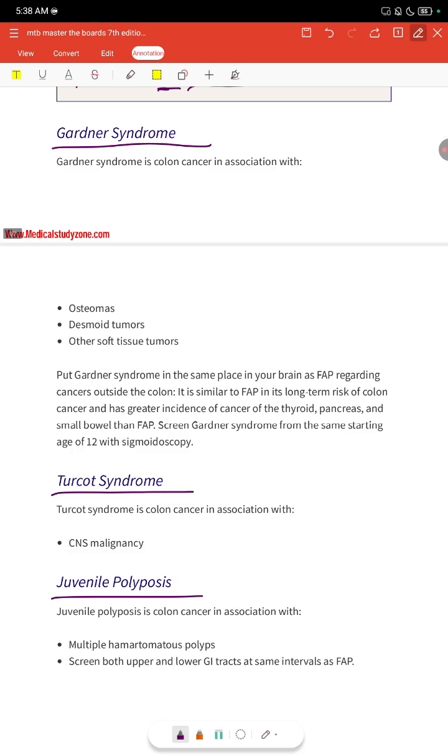Gardner syndrome. So Gardner syndrome is colon cancer in association with osteomas, desmoid tumors, and other soft tissue tumors. Put Gardner syndrome in the same place in your brain as FAP regarding cancers outside the colon. It is similar to FAP in its long-term risk of colon cancer and has greater incidence of cancer of the thyroid, pancreas, and small bowel than FAP. Screen Gardner syndrome from the same starting age of 12 with sigmoidoscopy.